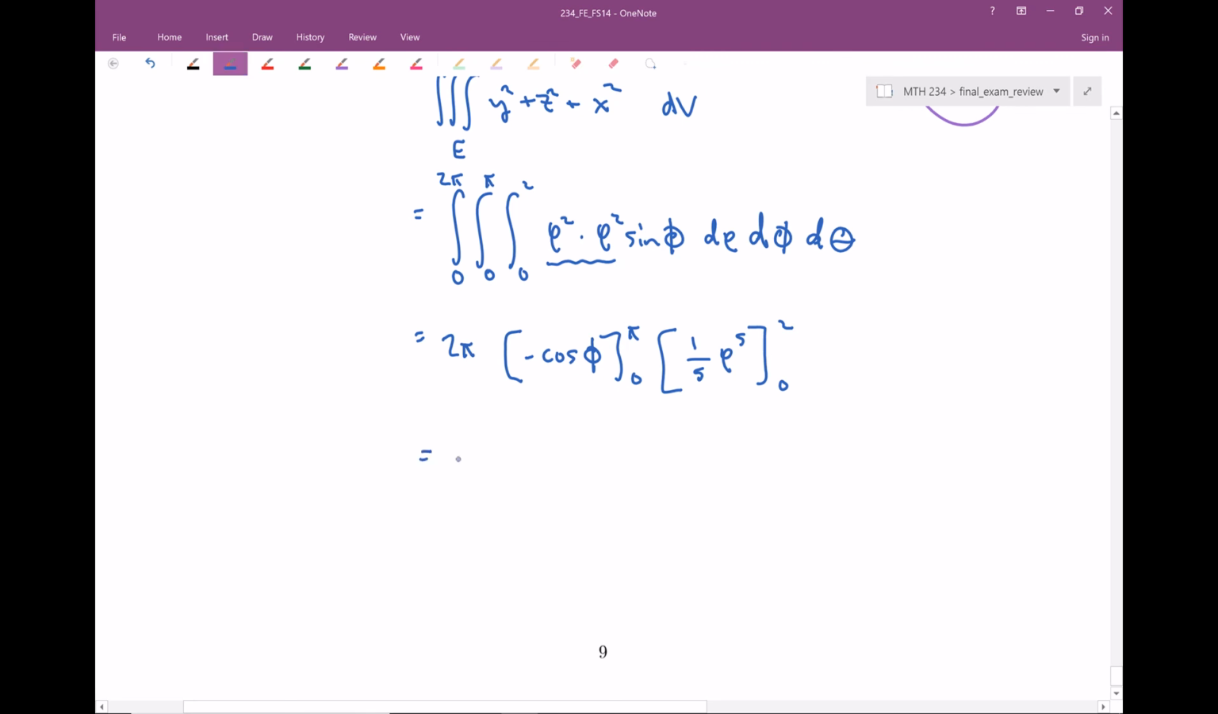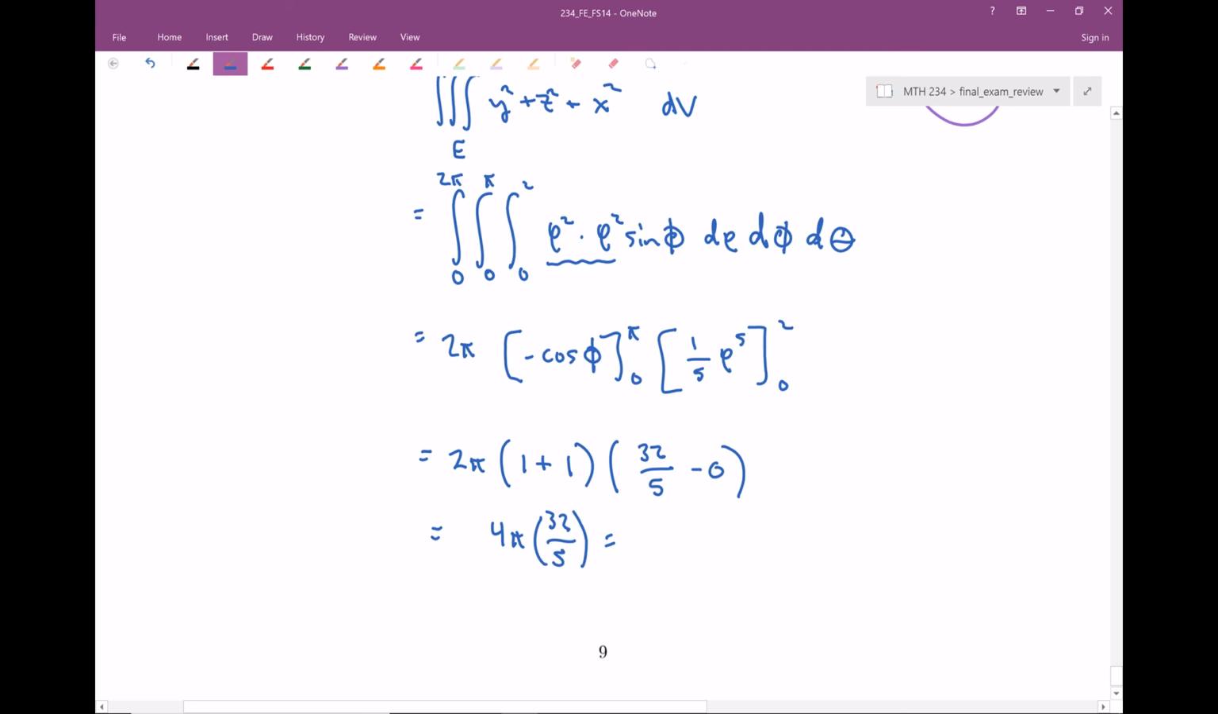So I have 2 pi. When I plug in pi for cosine, I get -1, so minus a -1 is +1. Then I subtract a negative, so plus cosine of 0, which is 1. Plugging in 0 for rho gives 0, and plugging in 2, 2 to the 5th power is 32, so I have 32 over 5. Technically there's a minus 0 here, but you don't have to write that down. So 2 times 2 pi is 4 pi, times 32 over 5.